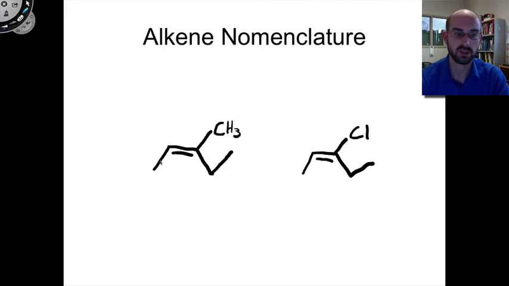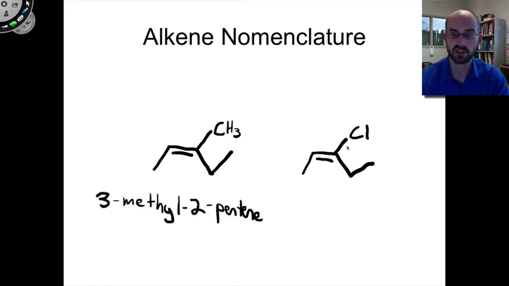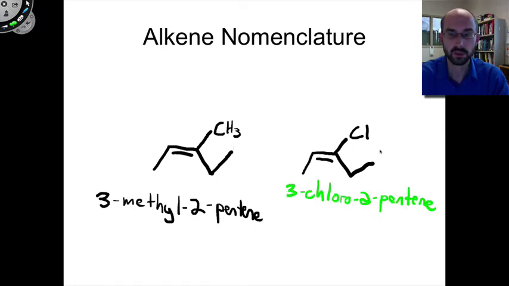The one on the left here is 1, 2, 3, 4, 5. It's a pentene. This is a 2-pentene derivative. So this is 3-methyl-2-pentene. And the molecule on the right, instead of a methyl group, it's a chloro group. So this is 3-chloro-2-pentene. And what I hope you'll recognize is that each of these molecules has a diastereomer.